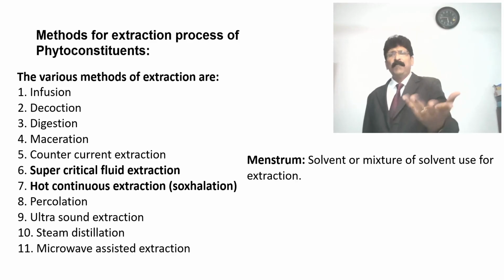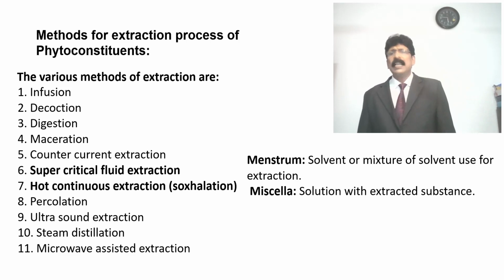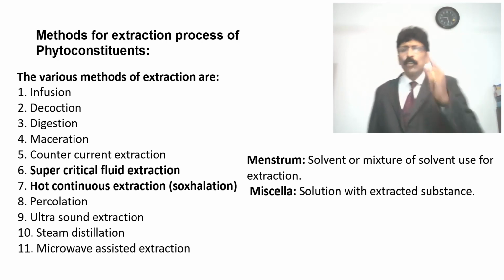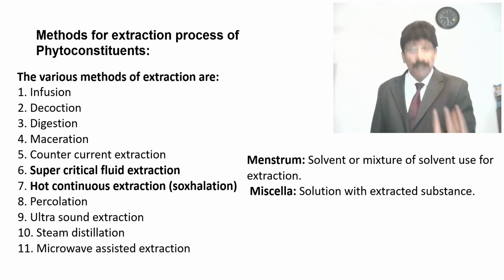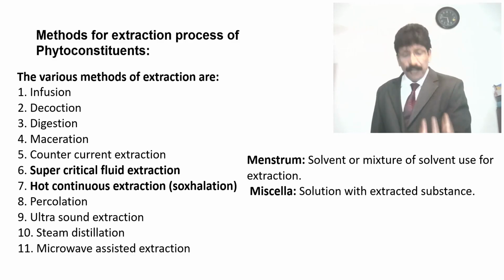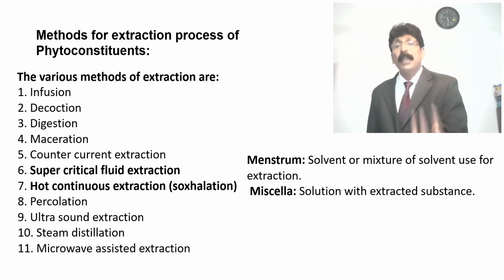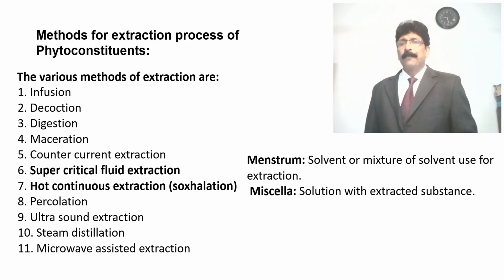Very simple. The solvent, the name when you are coming for extraction of crude drugs in the plants, in a herbal formulation or herbal drugs, you can say menstruum. Micella means the solution with extracted substance. So after extraction, when you get the filtrate, or the compound in the solvent, that is called micella. So you should know some of these terms.